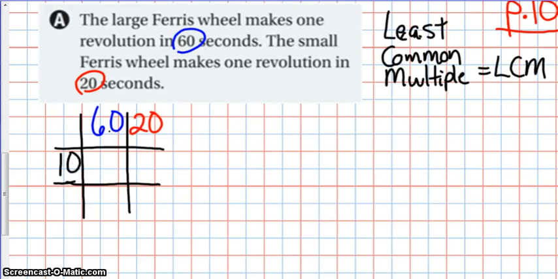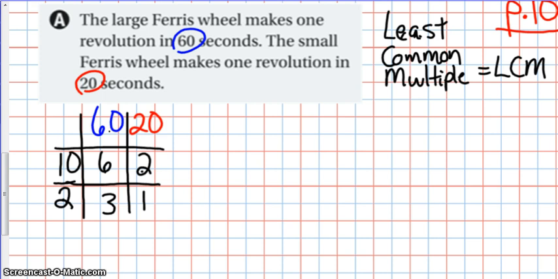Now, 60 divided by 10 is 6. 20 divided by 10 is 2. So 6 times 10 equals 60, and 2 times 10 equals 20. Now, I'm also going to look at the 6 and the 2. Is there any common factor that both a 6 and a 2 share? The answer to that question is yes. They share a 2. So we're going to go with 2. 2 can divide the 6 3 times. 2 can also divide the 2 once. 3 and 1 are both prime, so we stop.